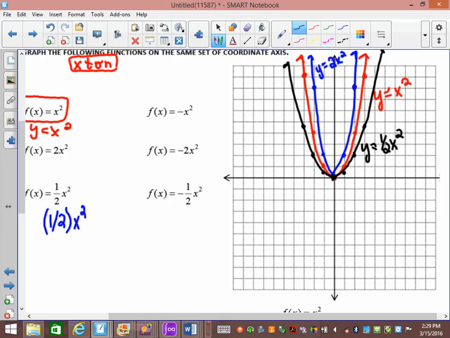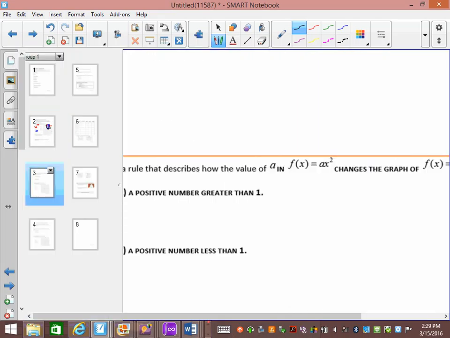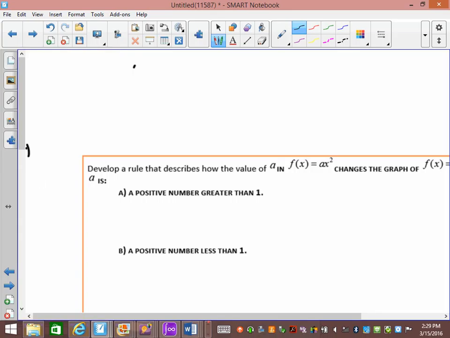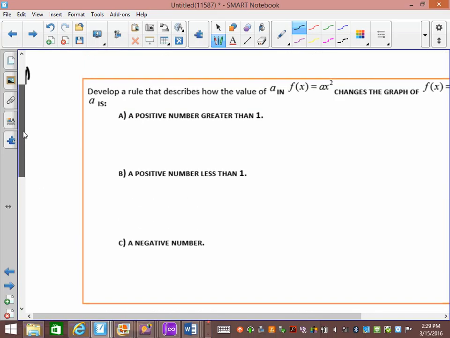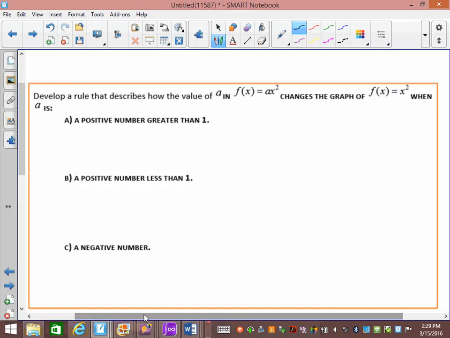So we're going to flip to the next page for a second, then we're going to come back. So when we have a positive number greater than 1, what happens? A positive number greater than 1. What happened to the graph? It got narrower. So when a was greater than 1, the graph became more narrow, or became narrower.